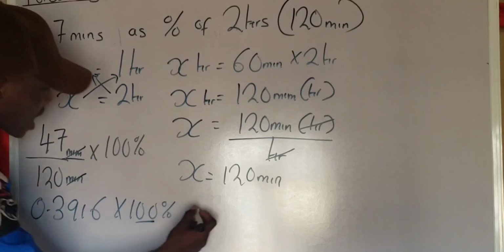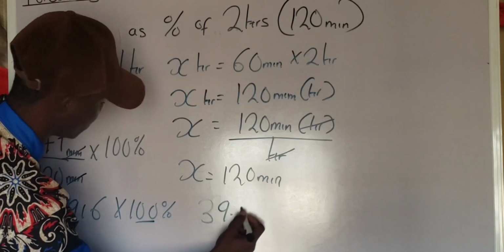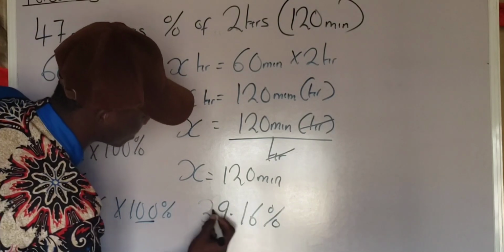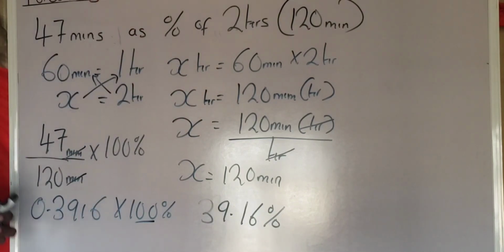So for this, I'm going to have 39.16%, which is the expression of 47 minutes as a percentage of 120 minutes, which is equivalent to 2 hours. Do you understand? So let's have another worked example.